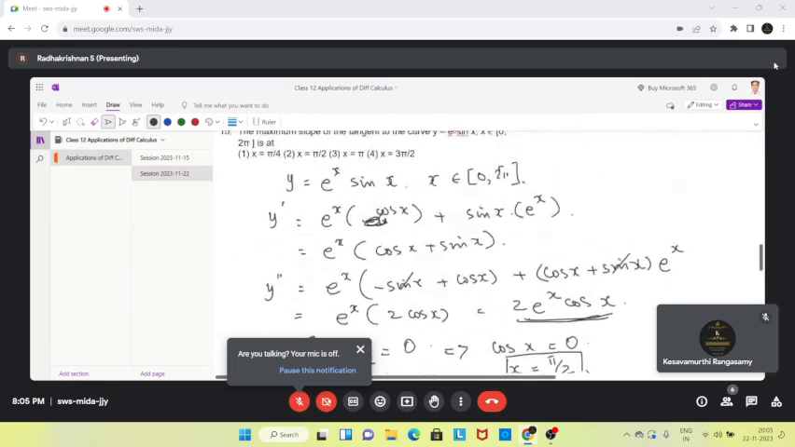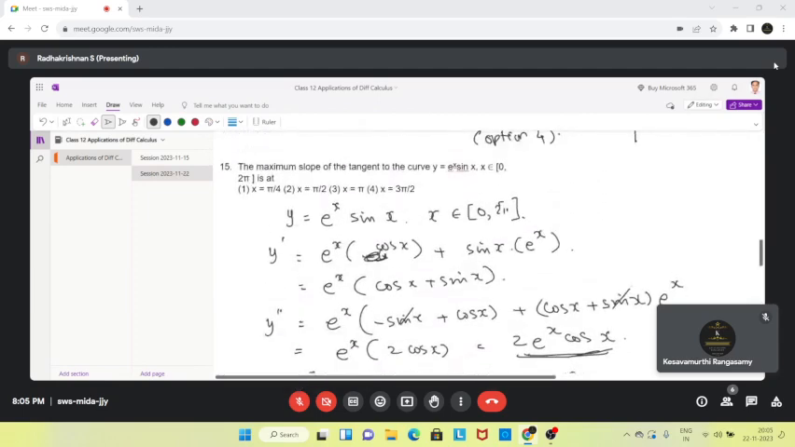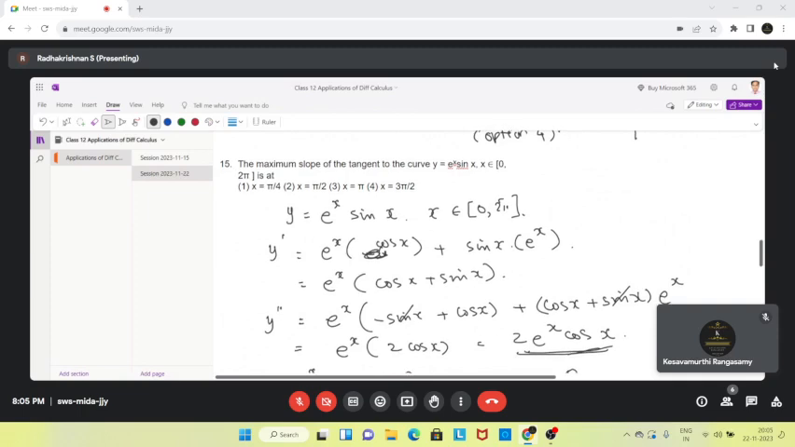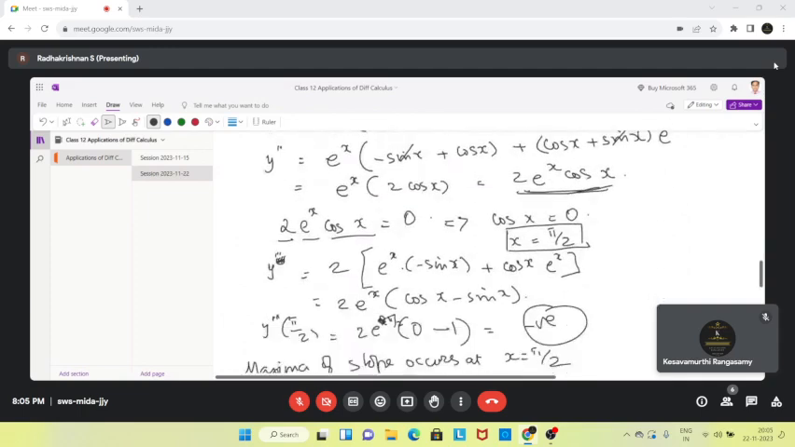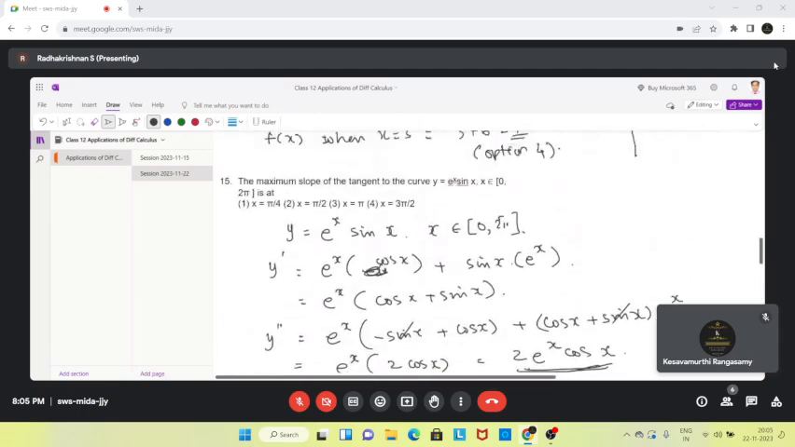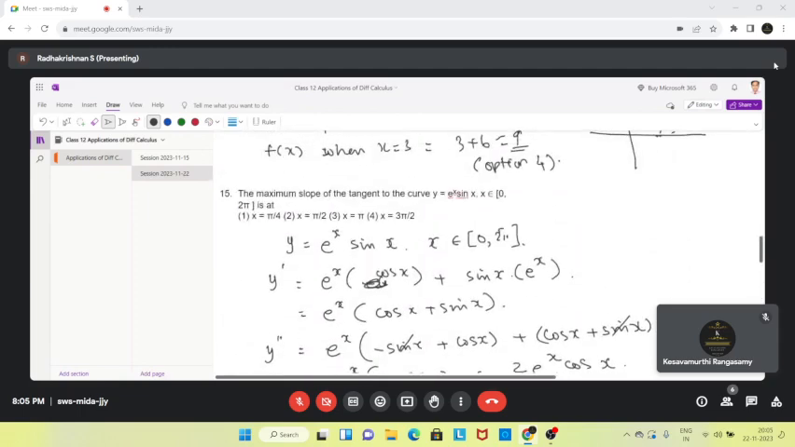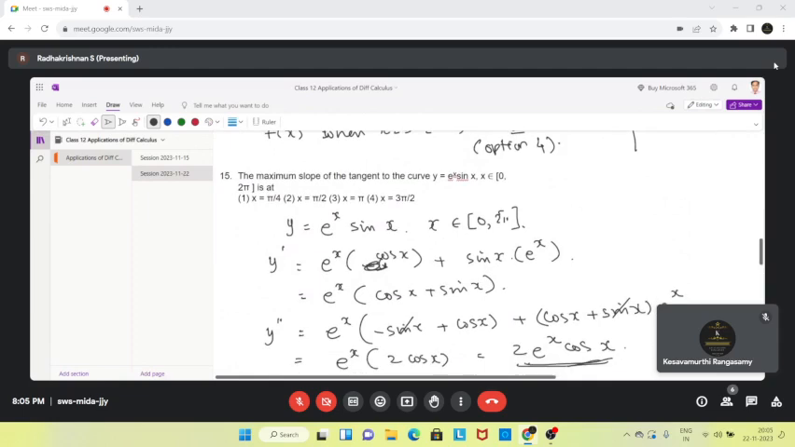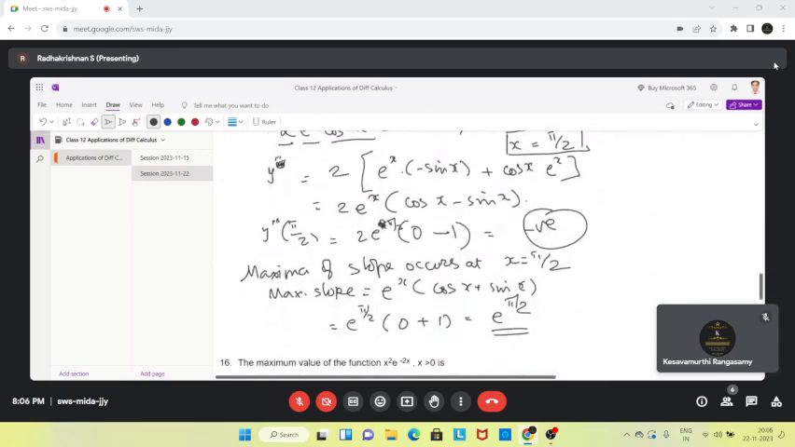Okay. That given e power pi by 2. So x equal to pi by 2. That's all they are asking. The maximum slope is e power pi by 2. It happens at x equal to pi by 2. So that is your option 2, x equal to pi by 2.